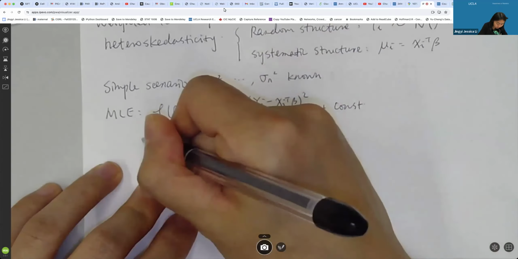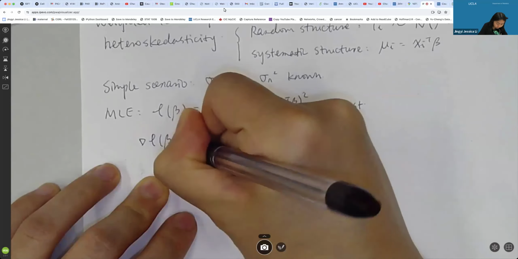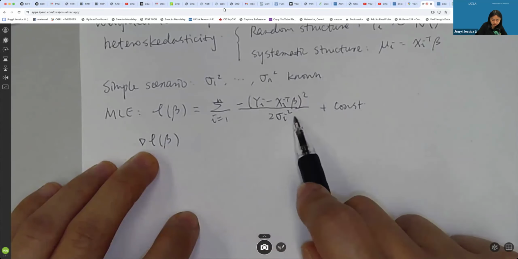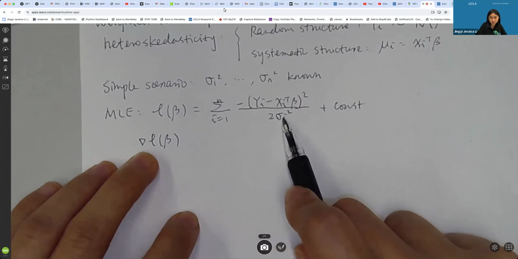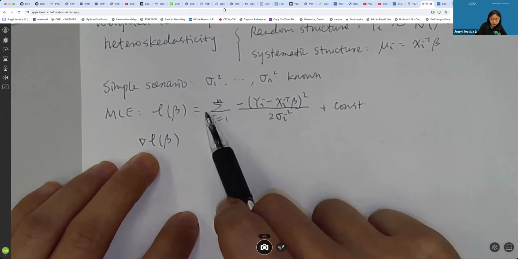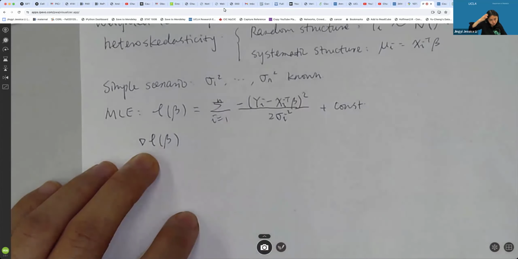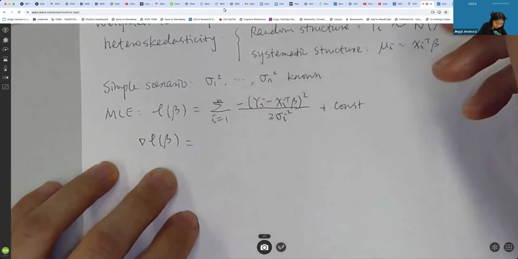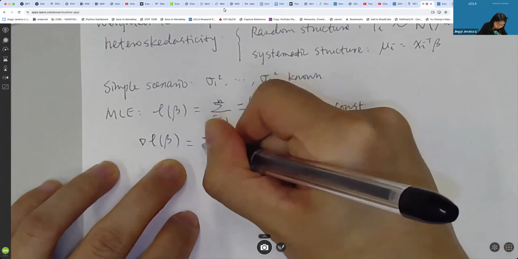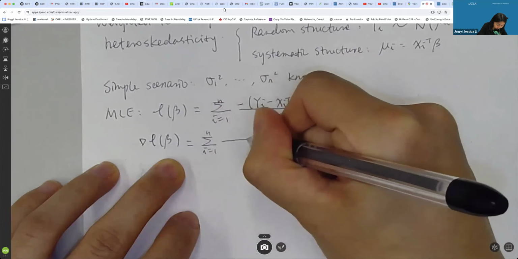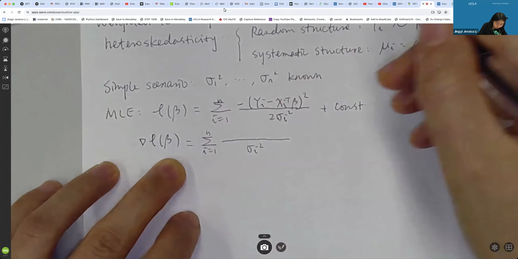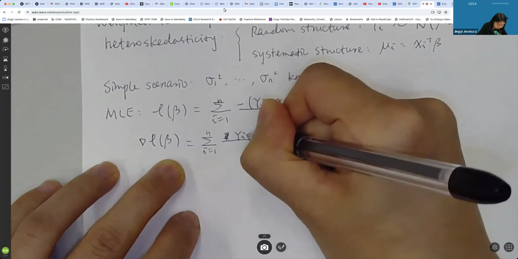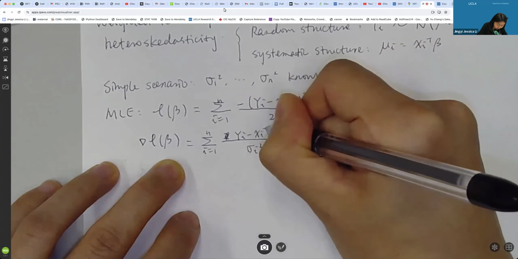Let me just say this. Previously, when you set this partial derivative to 0, you could cancel the common sigma squared from the denominator because it's the same term and you can take it out of the summation. But now you cannot do that. You have to keep them inside. So therefore, you see it becomes, with the 2 gone, yi minus xi transpose beta over sigma i squared.